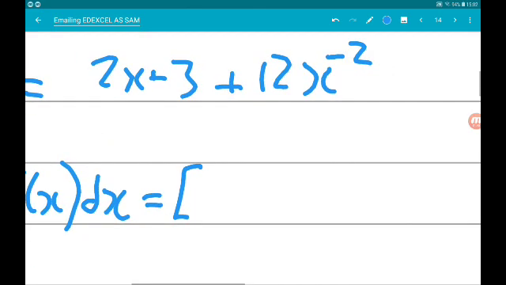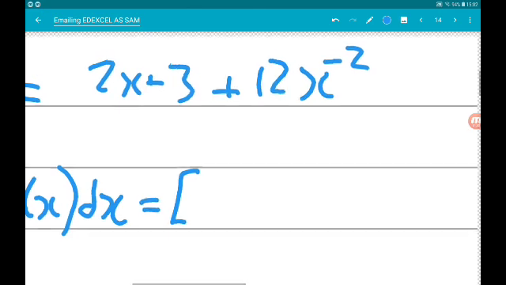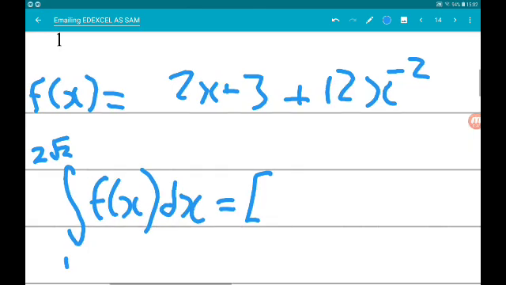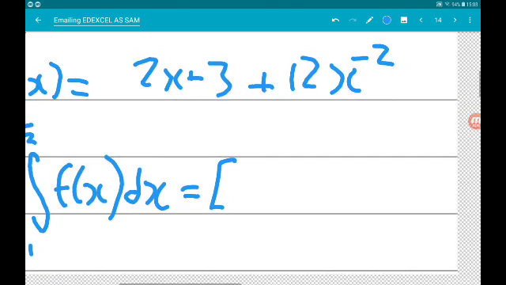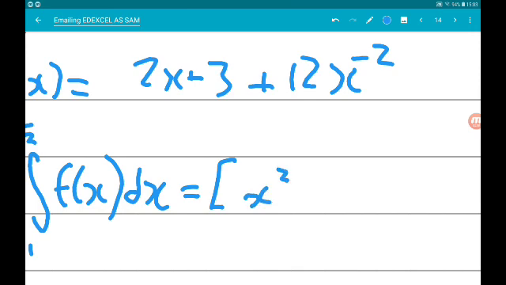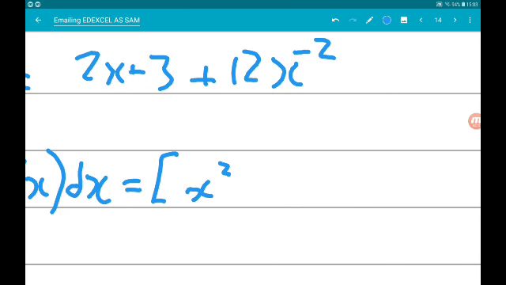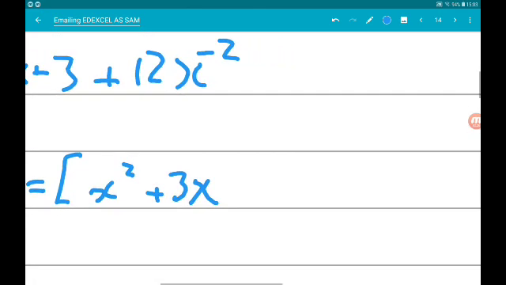Okay, so remember when you integrate, power of x goes up by 1 and you divide by the new power. So if we integrate 2x, we're going to get 2x squared over 2. So that's just x squared. Constants just integrate to that constant times x. So 3 becomes 3x. And then 12x to the minus 2, well the x to the minus 2 becomes x to the minus 1, and then we divide by minus 1. So we get minus 12 x to the minus 1.